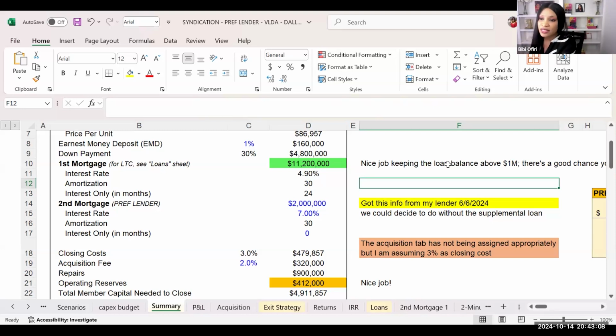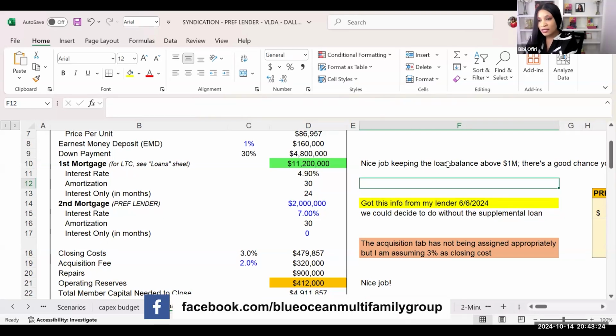Imagine what that will do to you as a GP. That means it's going to be zero cash flow. That means you are making money for other people to enjoy. Although the deal is going to look very, very good and more attractive to your investors, for you as a GP member, it's going to be terrible.